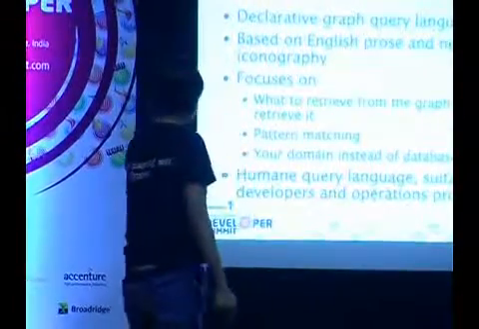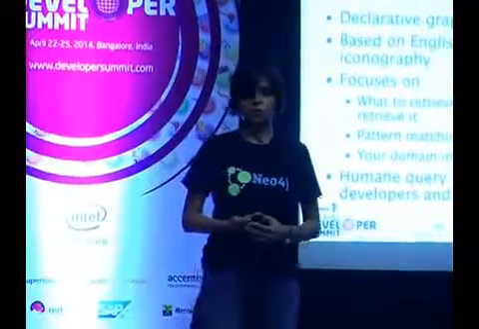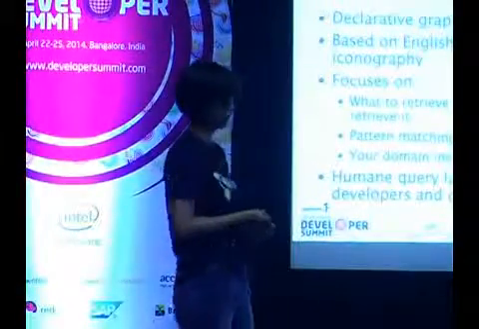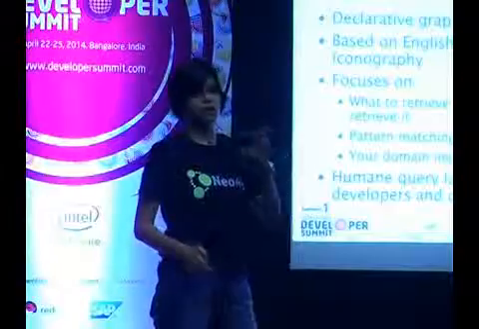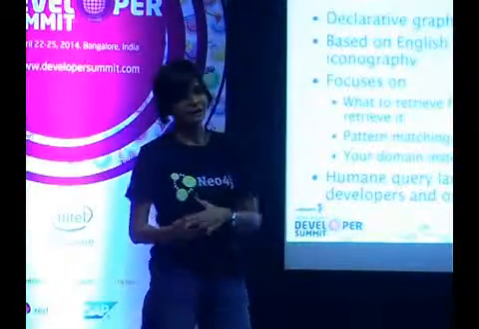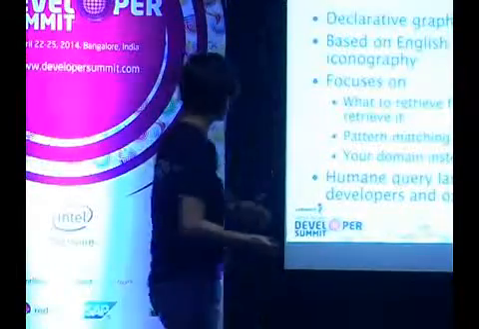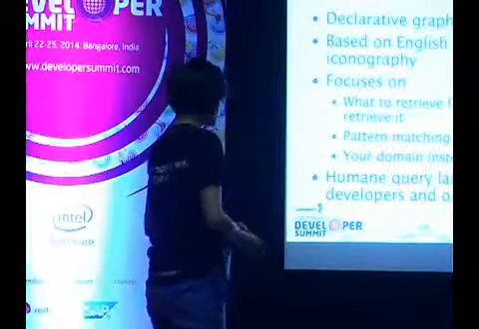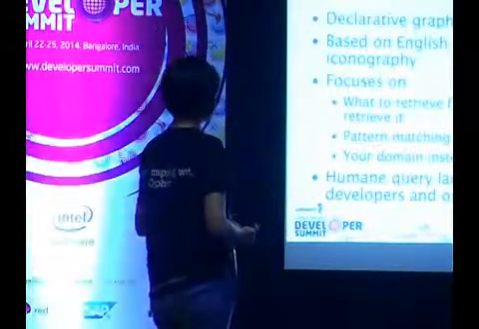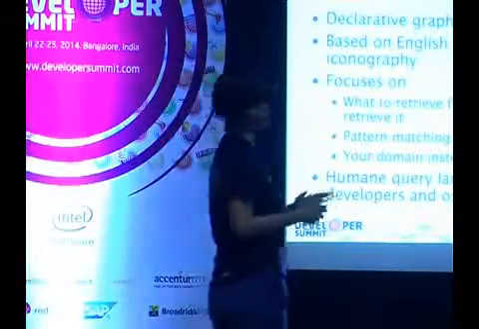So then, what is Cypher? Cypher is the graph query language for Neo4j. It is really a query language. You have drivers in every language for Neo4j, but Cypher is not language specific. It's based on English and icons, and what it focuses on is what to retrieve from the graph and not how to retrieve it.